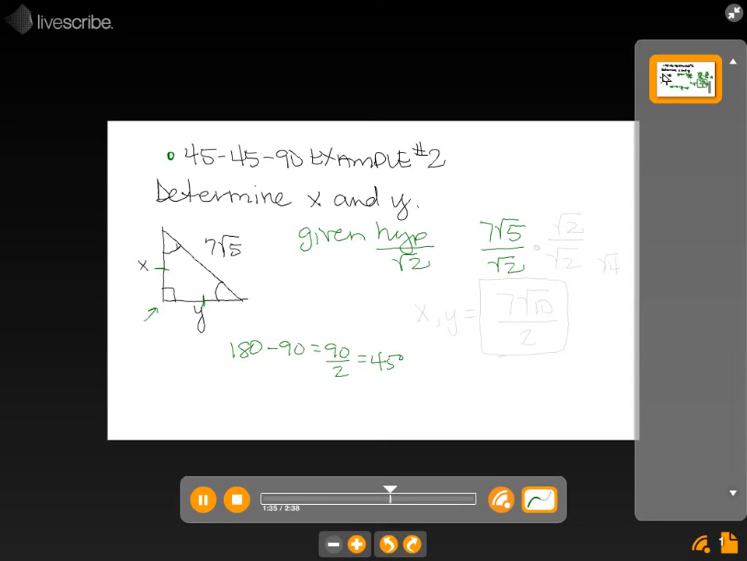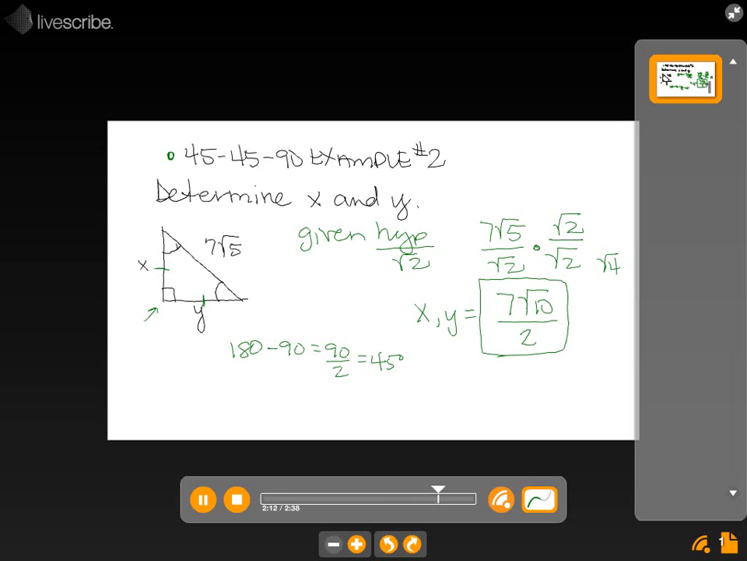We can't do anything, and I can't cancel anything out, and we can't leave a radical in the denominator. So now we have to rationalize this. We're going to pick our well-chosen 1, multiply by root 2 over root 2. 7 root 5 times root 2 becomes 7 root 10 over root 2 times root 2, which is really root 4, and the square root of 4 is 2. So there's the answer to our problem. The two legs, x and y, equal 7 root 10 divided by 2.